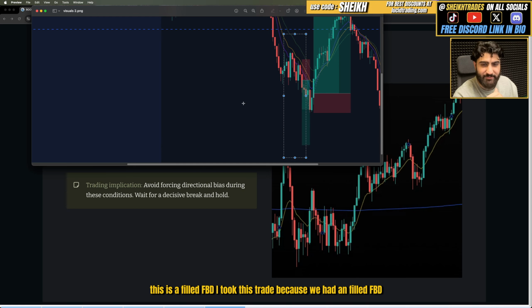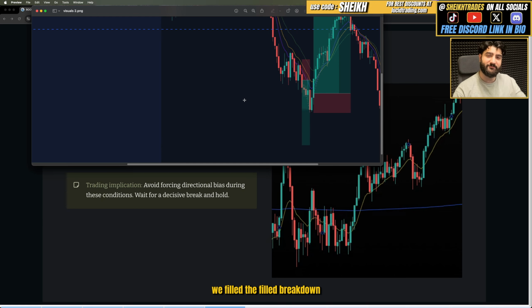I took this trade because we hadn't filled FBD. We filled the filled breakdown. So I was like, okay, we're going to roll over. And what do you see? We go back down. I'm up. I put stop loss break even because we already made new lows. And unfortunately, I get taken out. And then it does a leg lower.